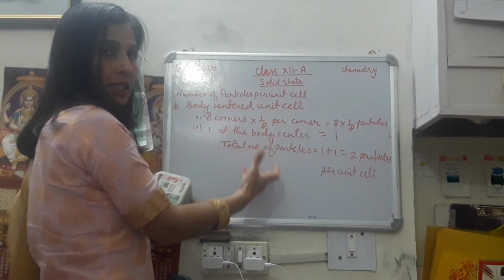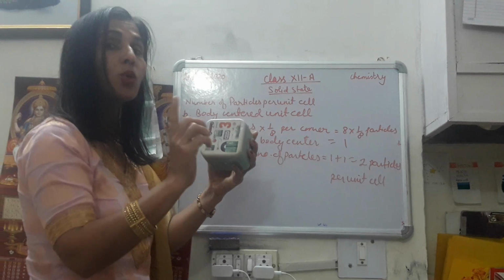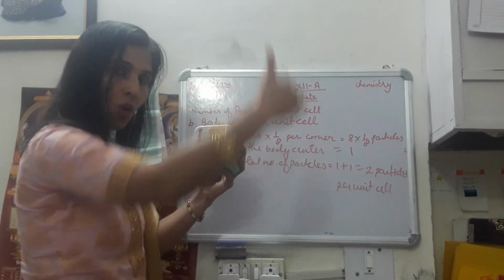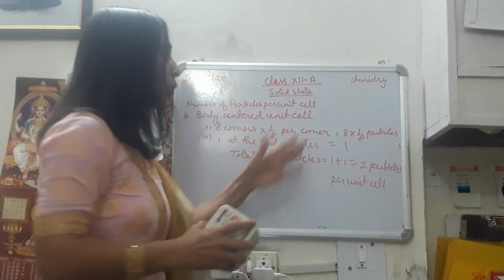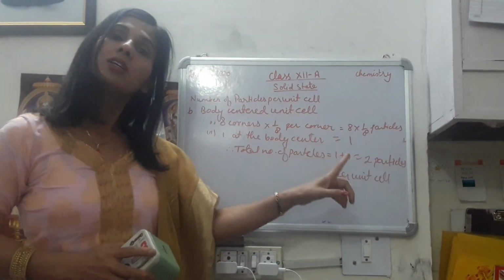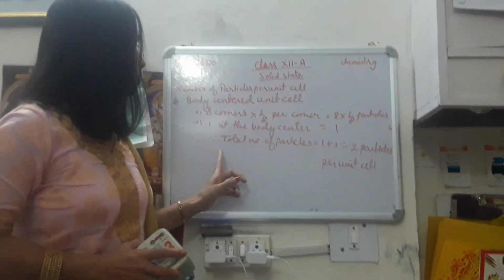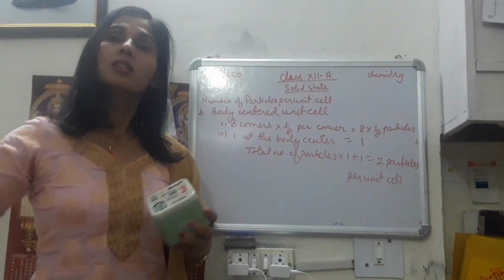So total particles per unit cell, I am talking about only one unit cell out of the whole crystal lattice, will be equal to 1 plus 1 equals 2. So one particle per unit cell for the simple cubic unit cell and 2 particles per unit cell for the body centered unit cell.